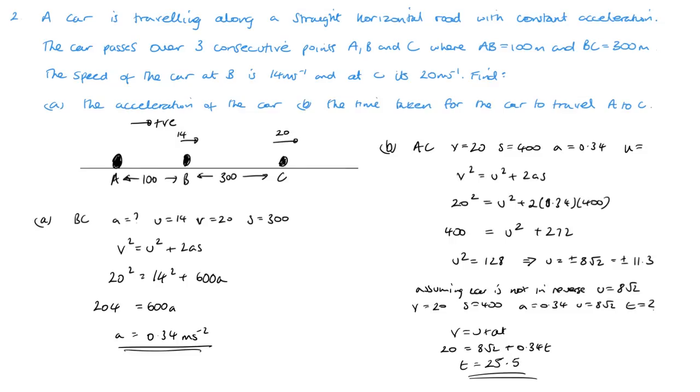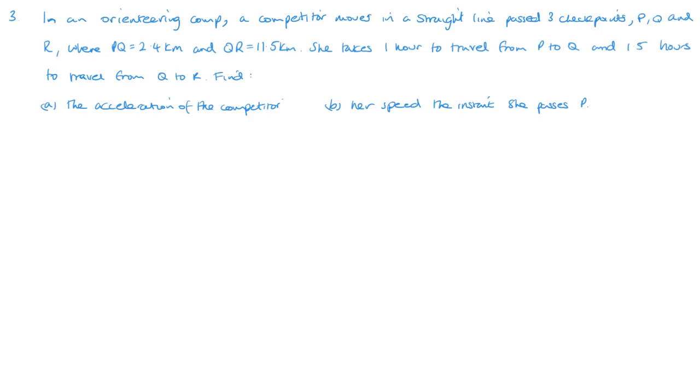Right, let's look at question 3. So we have an orienteering comp, and the competitor moves in a straight line past 3 checkpoints, P, Q and R. And these are the distances. It takes 1 hour to travel PQ and 1.5 hours to travel from Q to R. So let's look at what's going on.